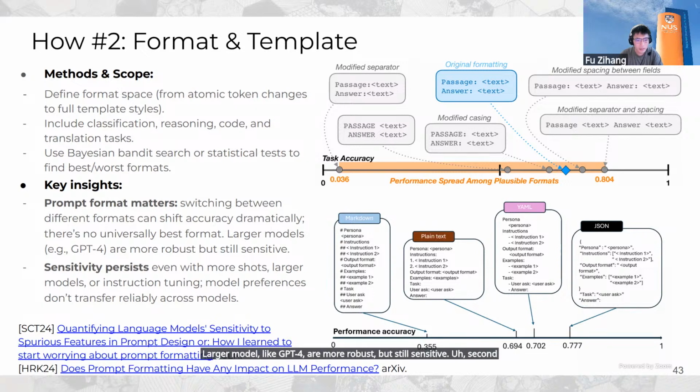Second, the sensitivity persists even when we add more shots, switch to instruction-tuned models, or change families of models. Preferences also don't transfer reliably. Maybe what we can do in real-life practice is to standardize the template, run a small format sweep, and keep the winner format.